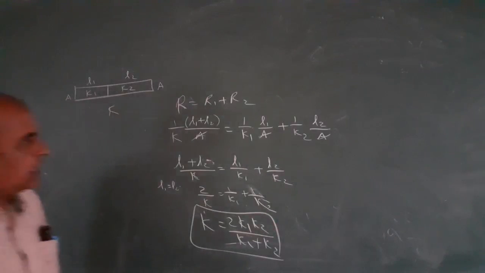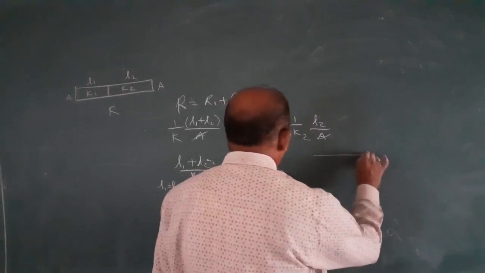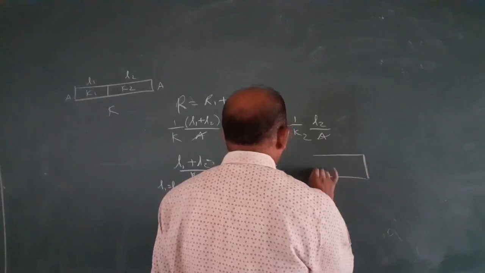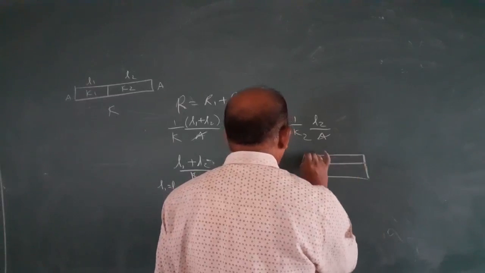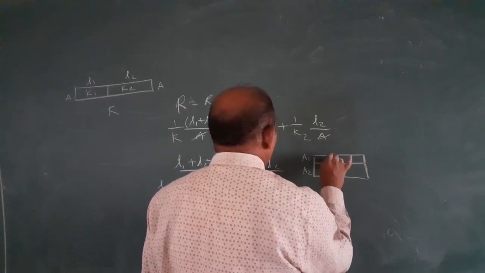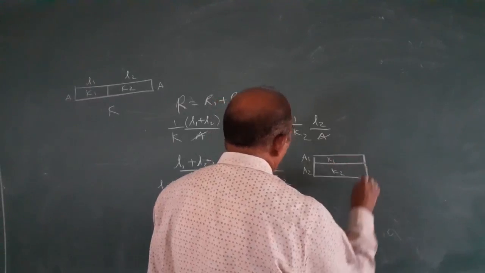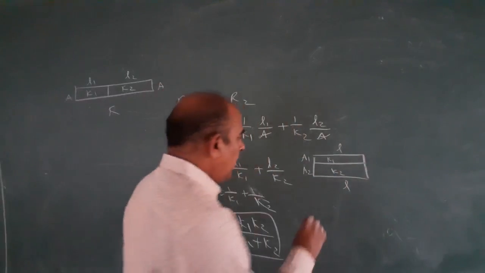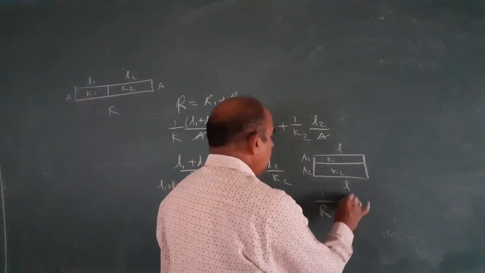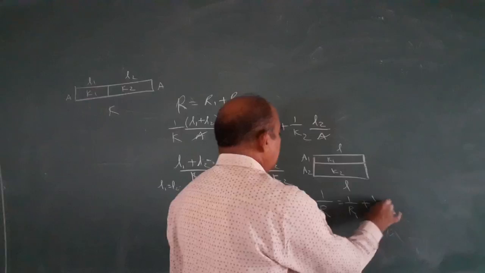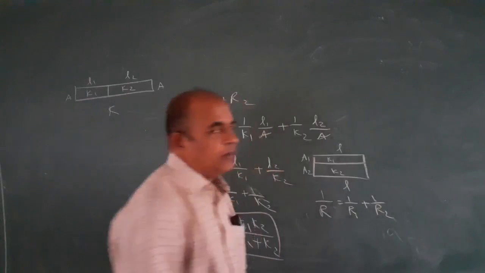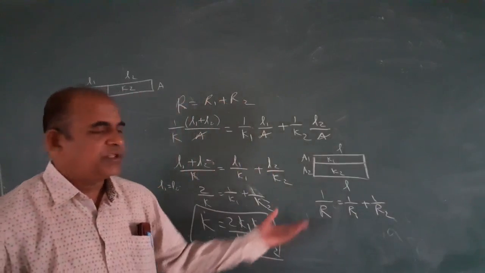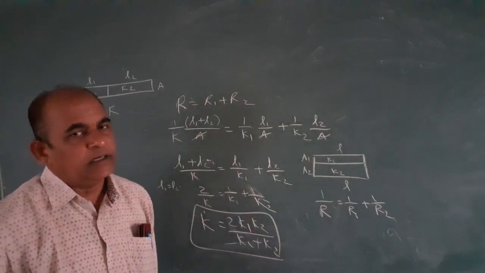If the two rods are kept in parallel, they must have same length but different areas. Areas are different, materials are different, so K different. Length should be same. So 1 by R is equal to 1 by R1 plus 1 by R2 is the formula, because the resistance is parallel. Already we learned in 10th standard also.